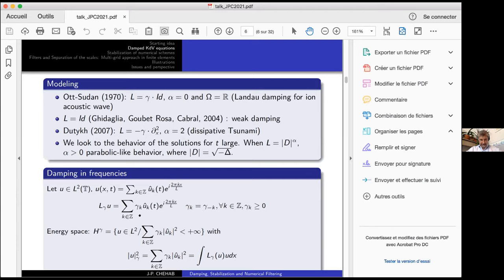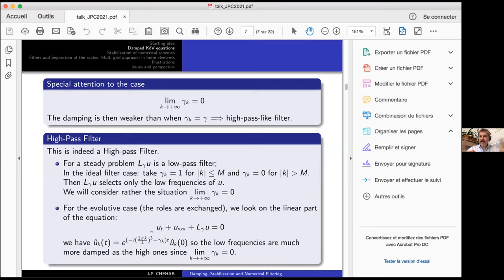Of course, when you take the scalar product in L2 with U, you obtain this term, and we can still define a norm of this energy space associated to the damping. Okay, so we will work with this. So the problem is how to use gamma k. The special case we will focus on is when gamma k tends to zero.